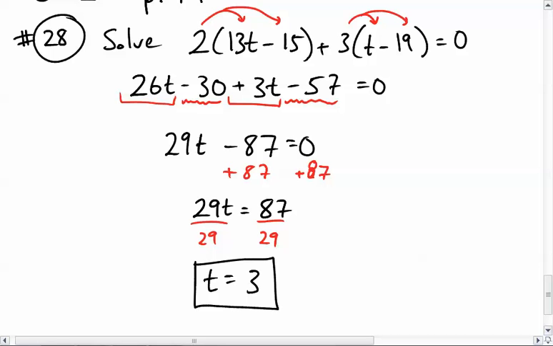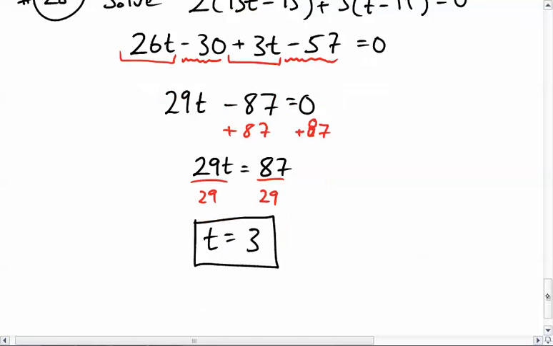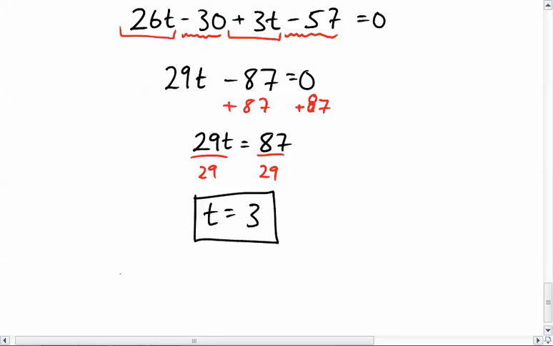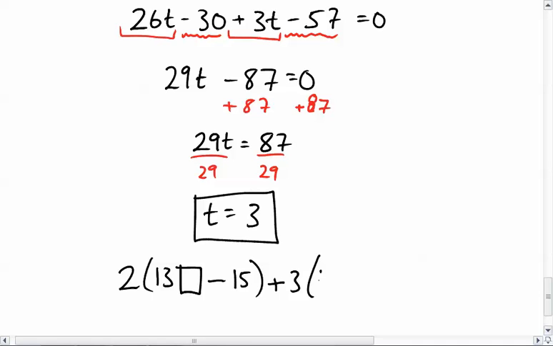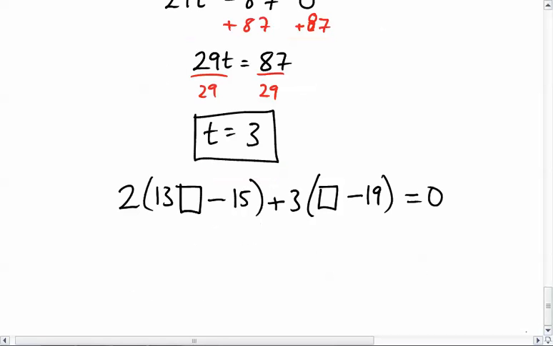Okay, and in this question it also says check your solution. So in order to check, we go all the way back to the original question. And the letter t just means basically a fill in the blank box. So anytime you have a variable, you can treat that as a fill in the blank. And we just want to see if when we fill in the blanks with the number 3, are both sides of the equation actually the same? Are they equal? So let's take our answer 3 and let's fill it in and see what happens.